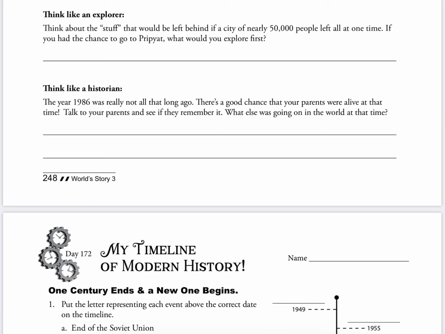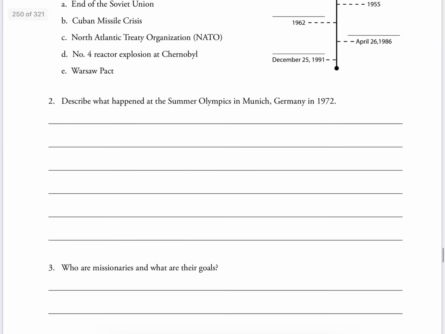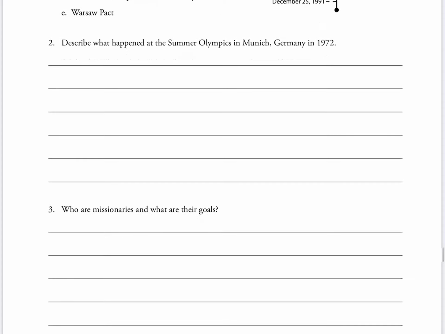And then the year 1986 was really not that long ago. There's a good chance that your parents were alive at that time. Talk to your parents and see if they remember it and what else was going on in the world at that time. So kind of the same as the first question. Just talk to them about their experiences, things they remember, and then jot some of their thoughts down right there. Then you have your timeline.